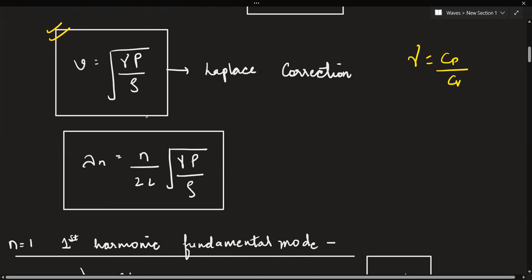And so that's the velocity that we'll have. What was the initial velocity that we took? That was under root T by m for a string. Here in this case, it will be under root gamma p by rho because this is the value of the velocity. This is just the change that has occurred in the case of the open organ pipe.